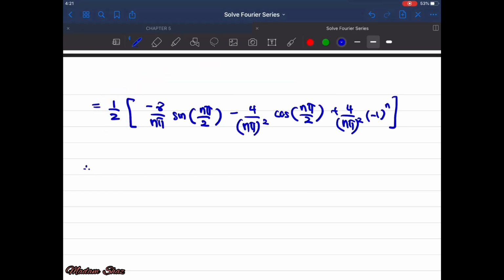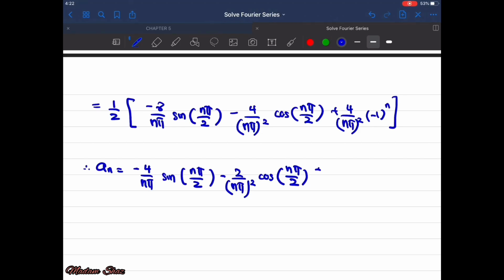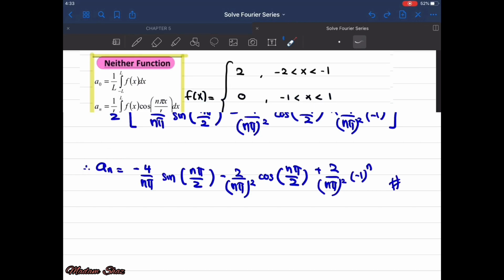So therefore an is equal to negative 4 over n pi sine n pi over 2 minus 2 over n pi square cos n pi over 2 plus 2 over n pi square, negative 1 the power of n. So this is the final answer for the an.